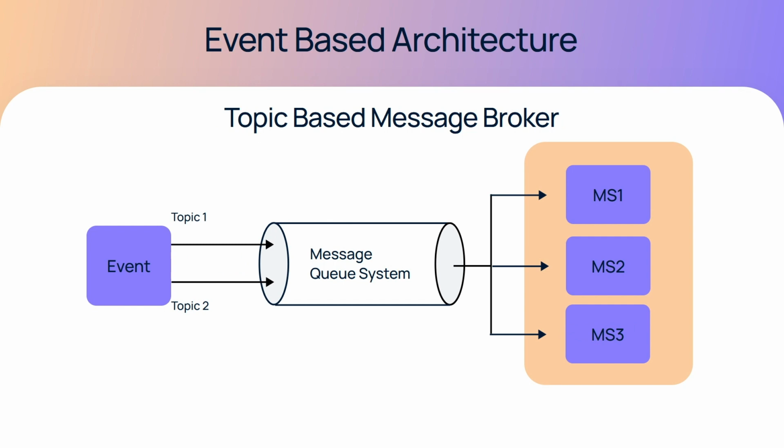So next we have topic based message broker. In topic based message brokers, microservices listen to the events only based on the topics. Suppose here is an example. MS1 only listens to the topic 1 event, and MS2 only listens to the topic 2 events. But MS3 listens to both topic 1 and topic 2 events. So if any event comes to the topic 1, it will be consumed by the MS1 or MS3 also. If any event comes to the topic 2, it will be consumed by the MS2 or MS3 also.